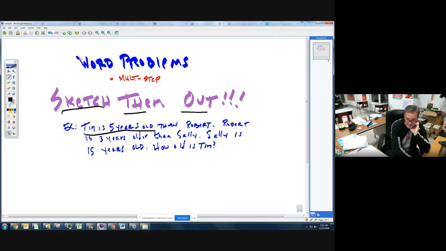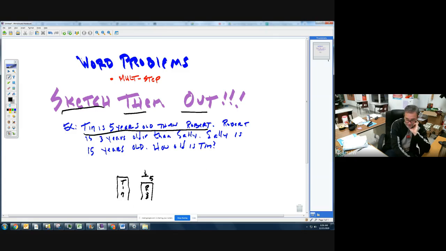If Tim is 5 years older than Robert, I'm going to make a rectangle here. This one, let's call Tim. He is 5 years older than Robert, so Robert is going to be a little less than him. Here's my Rob. And it might not be a bad idea to jot down what the difference in their ages is, which is 5. Robert is 5 years younger than Tim, so he's 5 smaller than Tim.